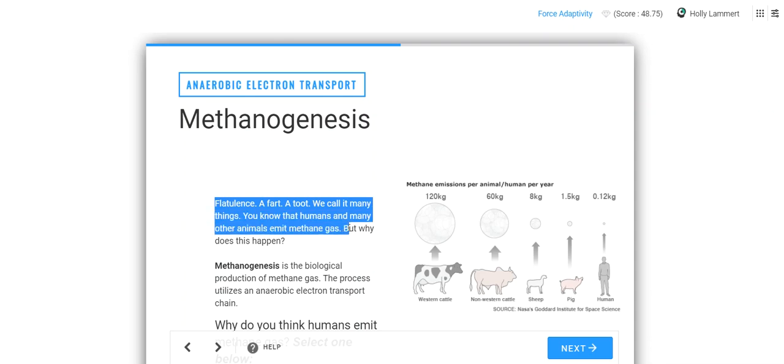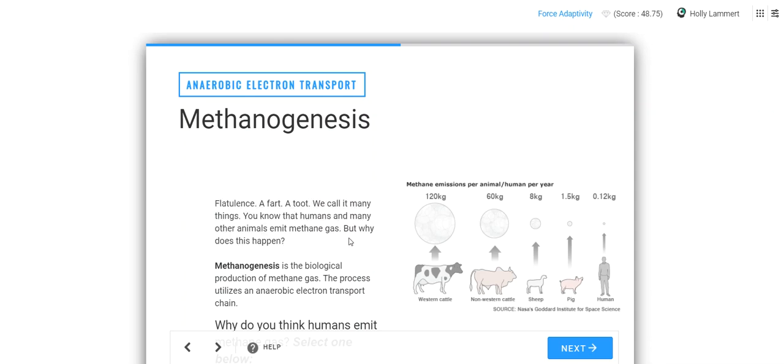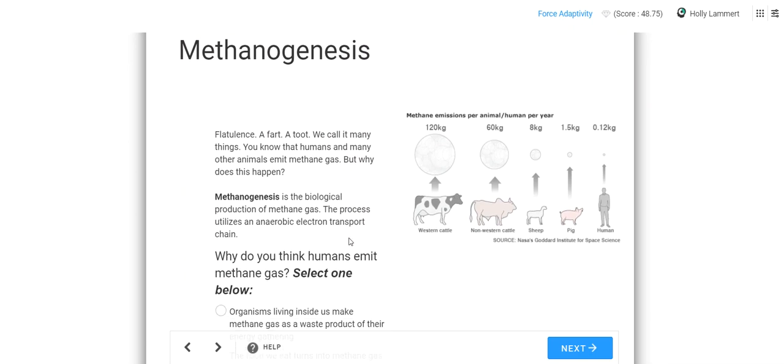You know, humans and many other animals emit methane gas. But why does this happen? Methanogenesis is the biological production of methane gas. The process utilizes an anaerobic electron transport chain. Why do you think humans emit methane gas? Select below.